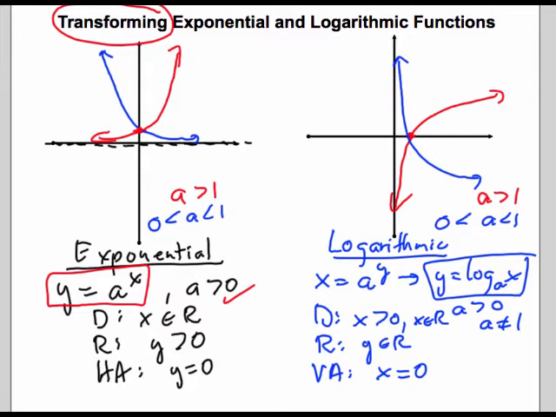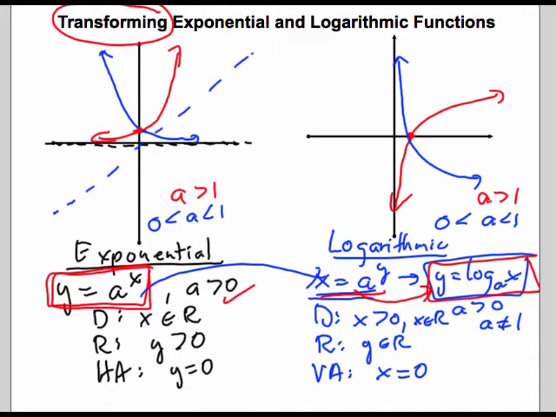Our log function is the inverse of our exponential. So if we switch x and y, we get this, and then if we write this in log form, we get this. So the log graph is the inverse of the exponential, meaning that if you take your exponential graph, either growth or decay, and reflect it across y equals x, you will get the graphs over here. And you'll notice that you have a vertical asymptote on the log graph.